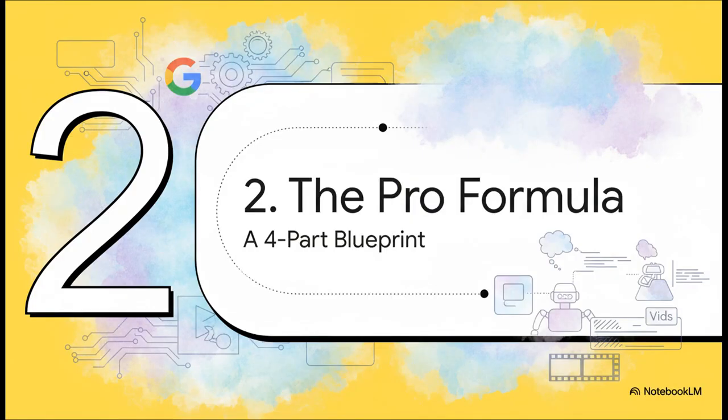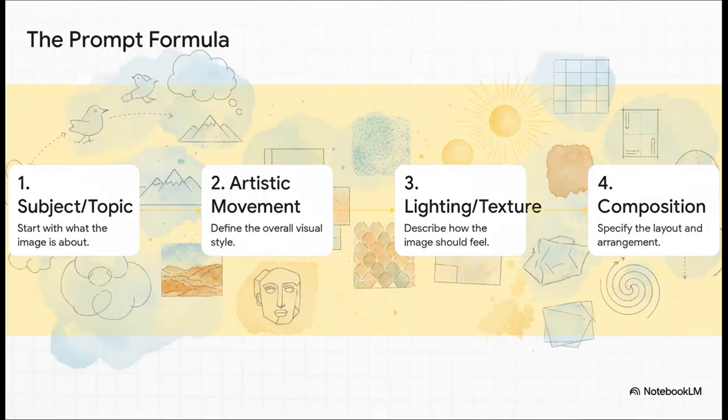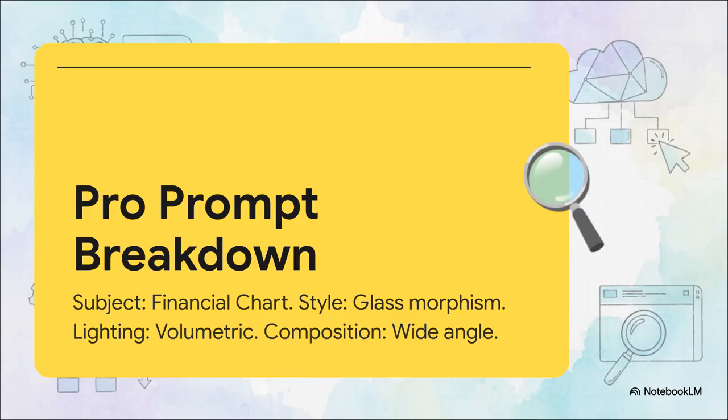And that brings us to the absolute heart of this whole thing, the Pro formula. It's a really simple 4-part structure that's going to give you total creative control, whether you're in Google Slides or Vids or whatever. This formula is your secret weapon for turning a fuzzy idea into a crystal clear instruction that the AI can actually follow. And here it is. It's all about the sequence. You start with the subject. What is this a picture of? Then you add the artistic movement. What's the style? Is it a photo, a painting? Next, lighting and texture. This is all about the mood, how it feels. And you finish with composition. How is everything arranged? That's it. That's your blueprint.